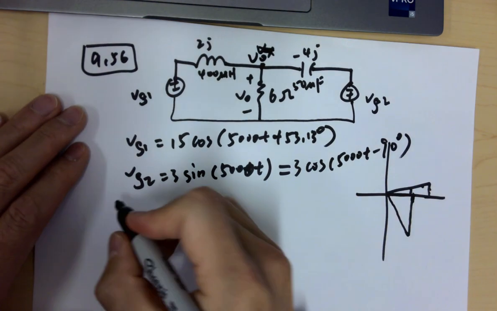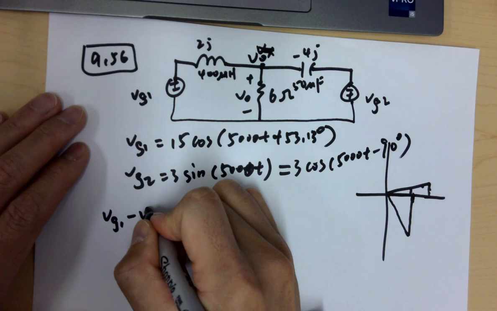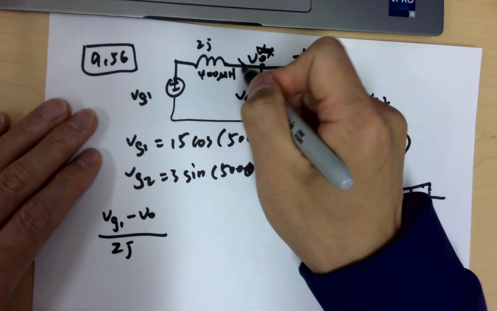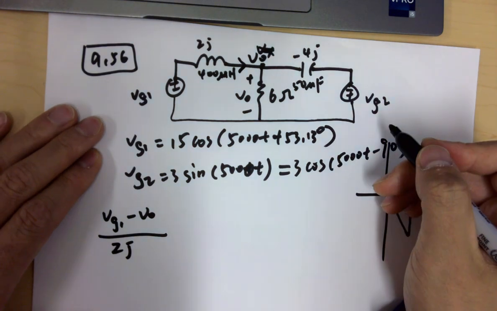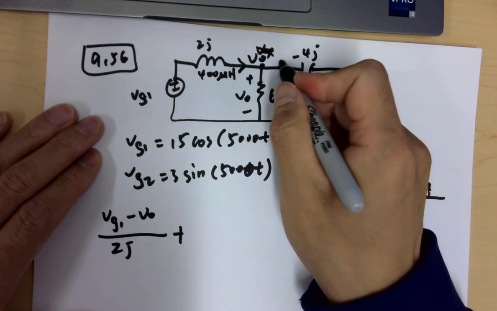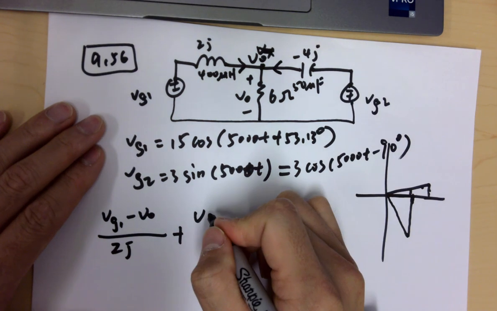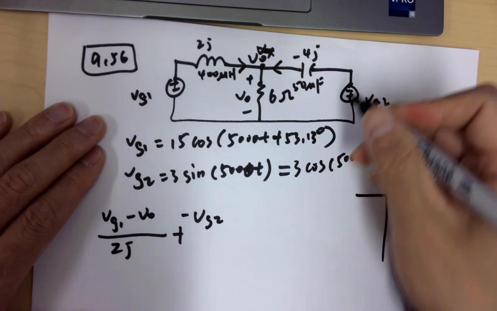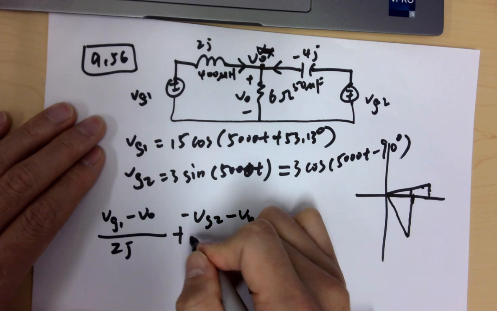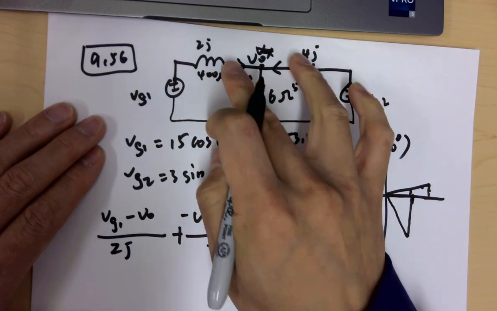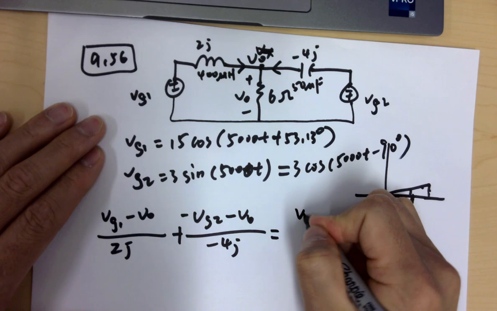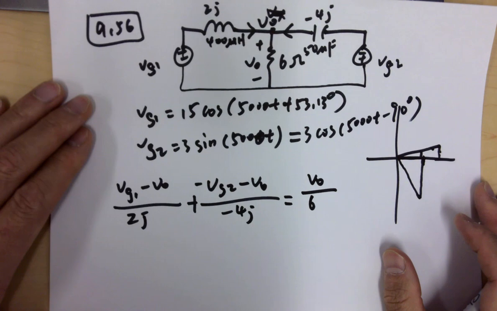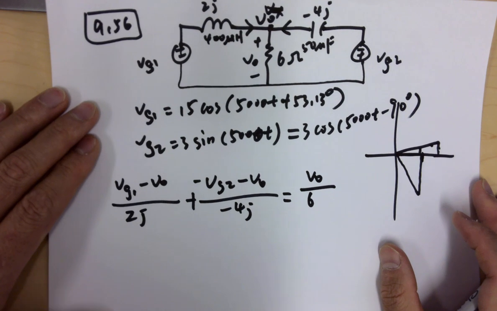Okay, so VG1 minus VO divided by 2j, which is a current going in, plus another current going in, which is VG2 minus VO divided by minus 4j. It's two currents going in and one current going out. This is VO over 6 ohms. That's it. If you can calculate this, you can directly get the answer. It's not difficult to do at all.